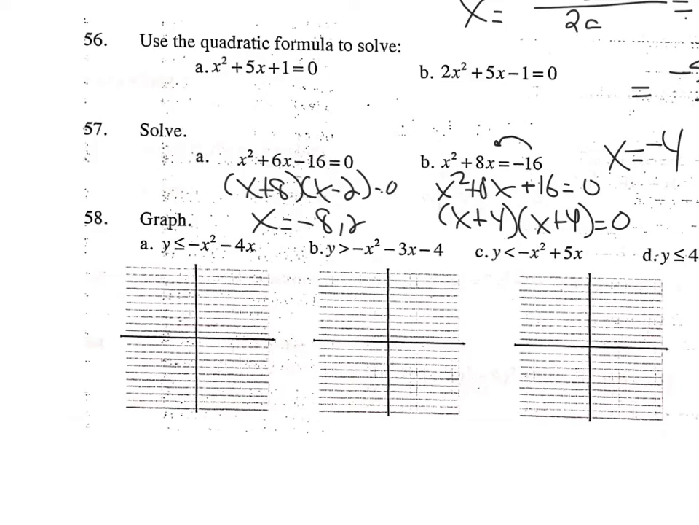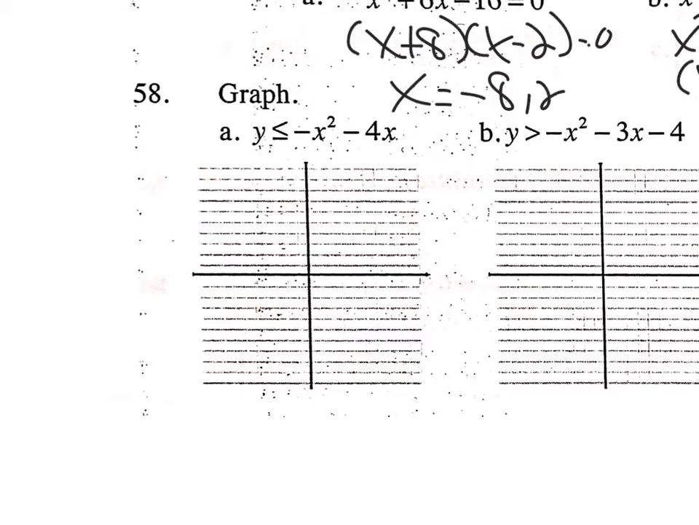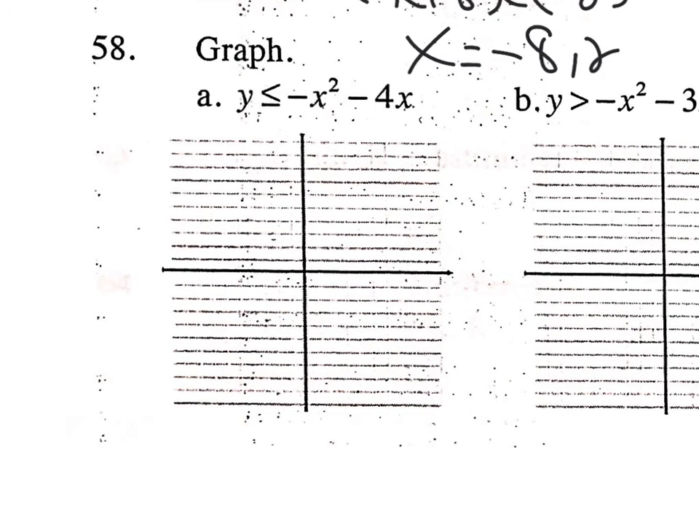All right, 58 has got some quadratic inequalities. I'm going to do the first one, maybe the second one, and leave the rest to you because they're pretty much all the same. You can decide how you want to graph it. You can do negative b over 2a. You can factor it. I'm going to choose to factor, so I'm going to go y equals, and factor out the negative. I'm actually going to factor out negative x.